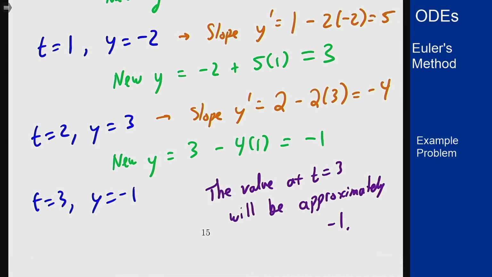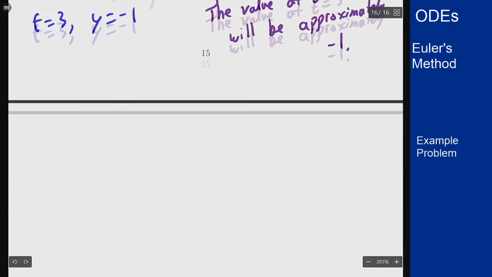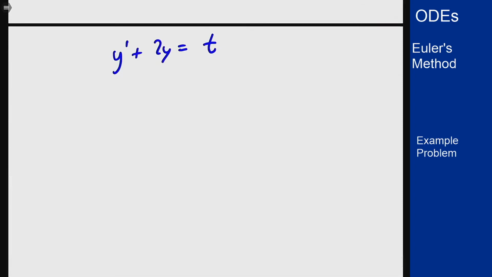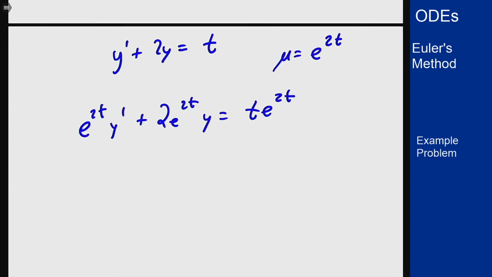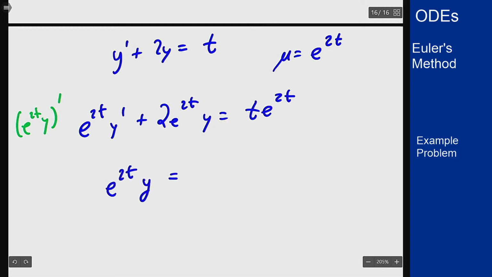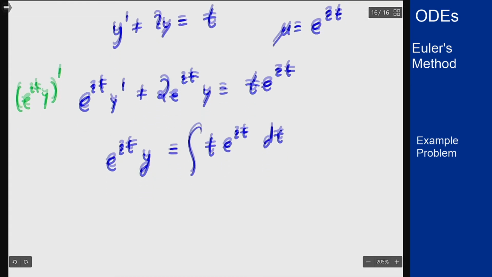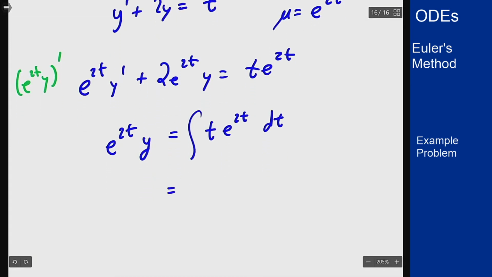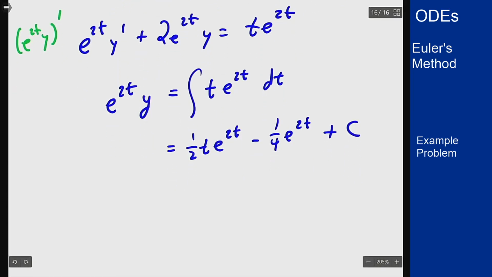In particular, we can actually solve out this differential equation using integrating factors. In this case, our integrating factor is e^(2t). This over here is e^(2t) y'. So I then get that e^(2t) times y equals the integral of t e^(2t) dt, which we do by integration by parts. And then we can solve out for y.